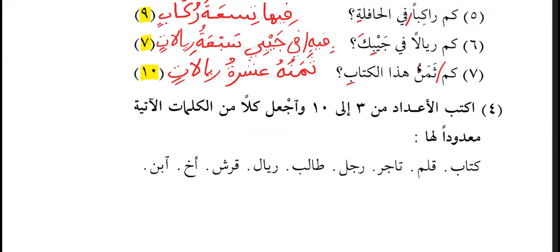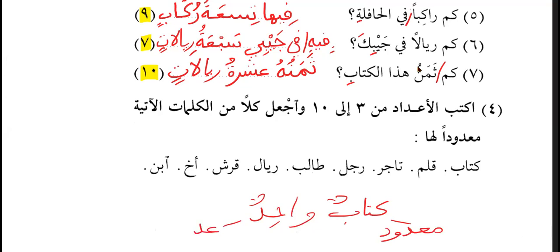So we mentioned that, for example, if we were to say kitabun wahidun, that kitab is ma'dud, that which we are counting or enumerating, and wahid is called the adad. So we call it al-adad wal-ma'dud, the numbers and the enumerated. طيب, so I'm going to ask each one of you, for example, we have the word kitab, so you have to count to 10 using the word kitab. Here it says from 3 to 10, but I want you to do from 1 to 10. So you say kitabun wahidun.